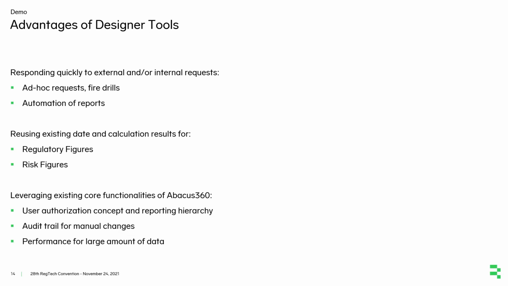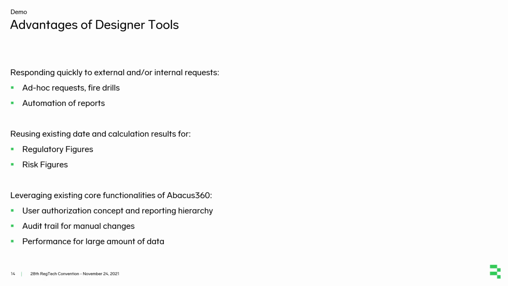Another key advantage is that you can reuse the data and calculation results that you already have in the system. You already have the key regulatory figures and the key risk figures there. You have the raw data there that you can access. And you can reuse it. Reusing this data makes it so you have a single point of truth in the final stages, as all the manual corrections like last-minute accounting adjustments, they should already be in there as well.